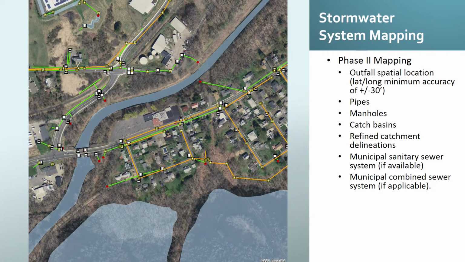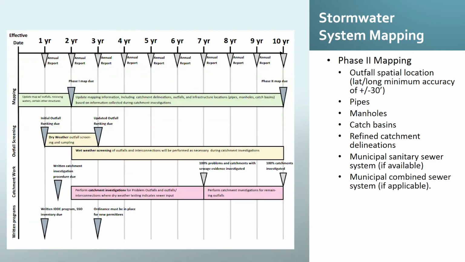So you'll need to include outfall spatial location. In addition to just the manholes and the catch basins, the pipes connecting the structures. So you want to make sure you know which direction things are flowing. And then you need to refine your catchment delineation. And then if available, show your municipal sewer, and if you have any combined sewer in your municipality, those would be helpful to have. Phase 1 mapping is to be completed by the end of year 2. Phase 2 mapping is to be completed by the end of year 10.